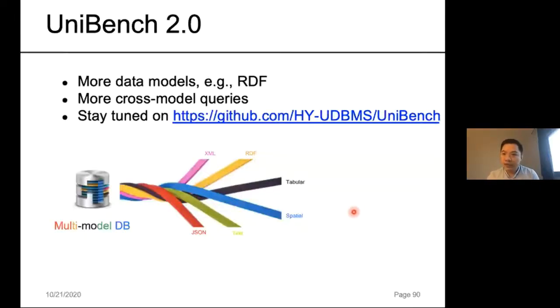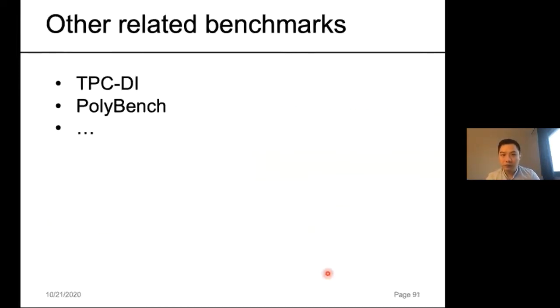So recently, we are working on UniBench version 2 to incorporate more data models. For example, we have enriched our data model with RDF data, and we are now adding more cross-model queries accordingly. So please stay tuned on our GitHub project. There are other related benchmarks involving data variety, such as TPCx-HS and PolyBench.